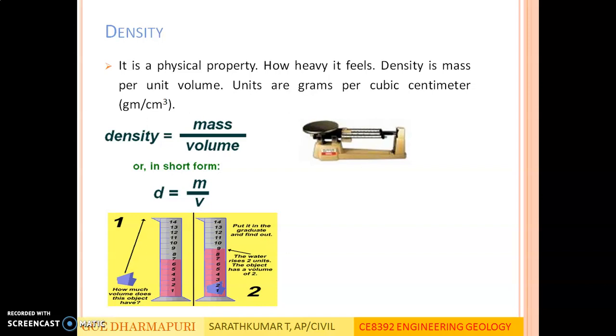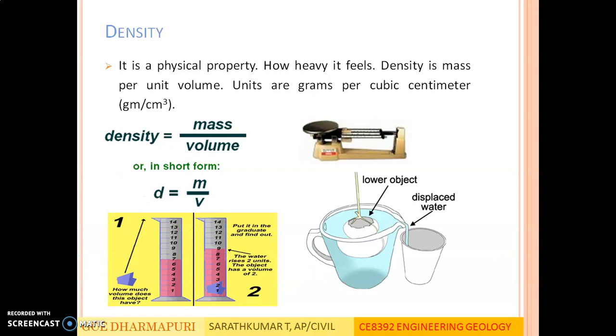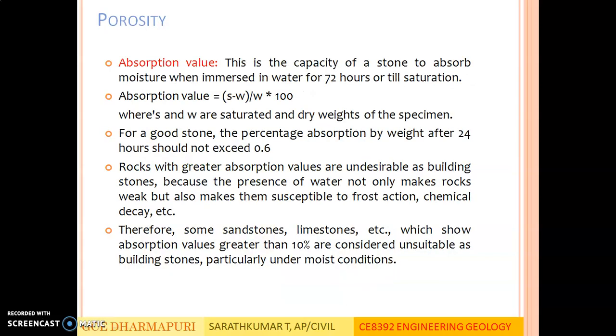But if you don't have a measuring jar, you can still calculate the volume. You take a container having water, drop a rock into it and collect the displaced water. Once the weight of the displaced water is known, you can easily calculate the volume of the water. The volume of displaced water is nothing but the volume of the rock. So once you know the mass and volume, you can easily find density. In civil engineering applications, the greater the density, the greater the use of the rock.